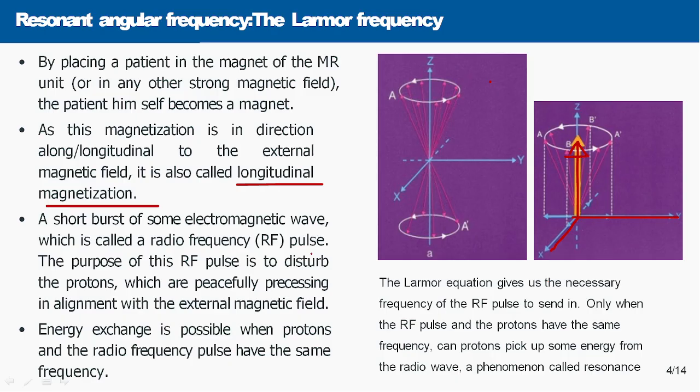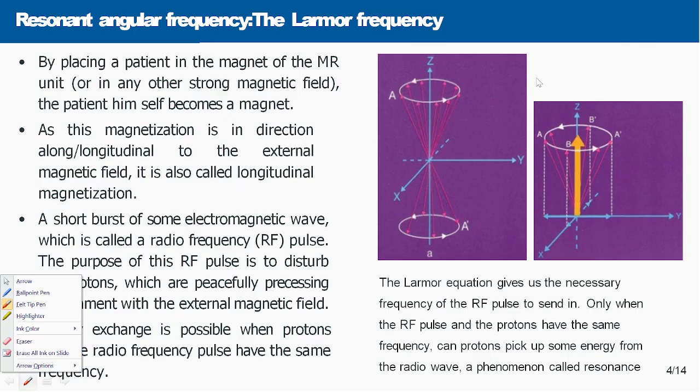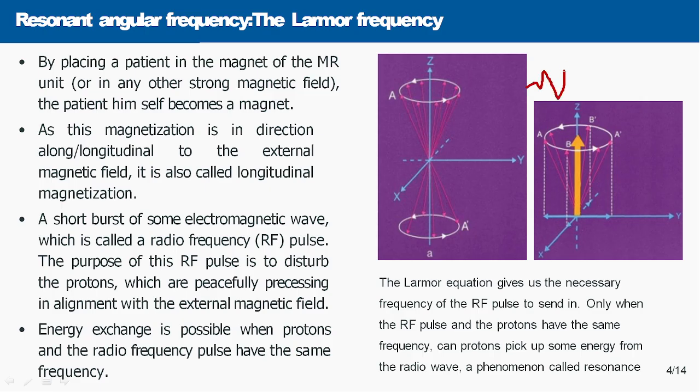A short burst of electromagnetic wave. Now, if we apply an electromagnetic wave, a short pulse will be given. Let me draw it again for you. Let the electromagnetic wave be like this: a short pulse, then no pulse, then again repeated. So this pulse is repeated.